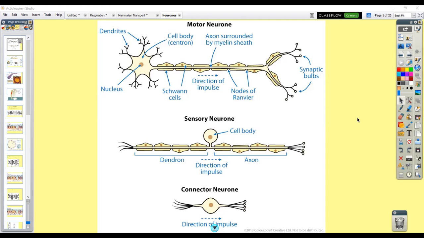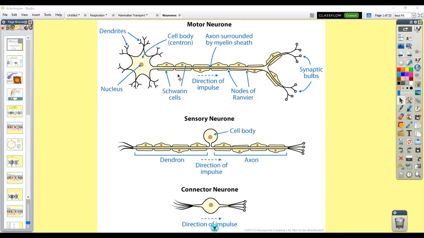Okay, the first part of this is looking at the three different types of neurons. So we have sensory neurons, connector neurons, and motor neurons. These are normal type cells, so they have a nucleus, a cytoplasm, and a cell membrane. Obviously, they are specialized in that they have a long axon, which may stretch from the base of your back to the end of your toes, or up the top part of your back to the end of your fingers. Okay.